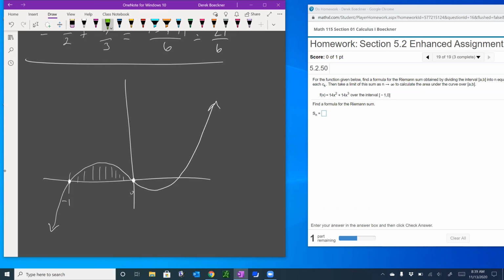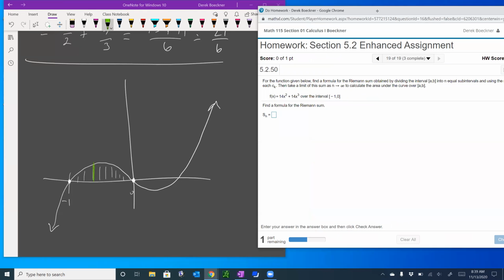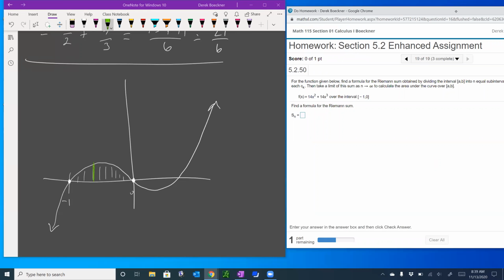Okay, so let's draw a representative rectangle. Let's just pick one of these. We're probably going to use the right-hand endpoint again. Yep, that makes things easy. So there's our representative rectangle. This is the kth rectangle. Delta x is going to be 1 over n.